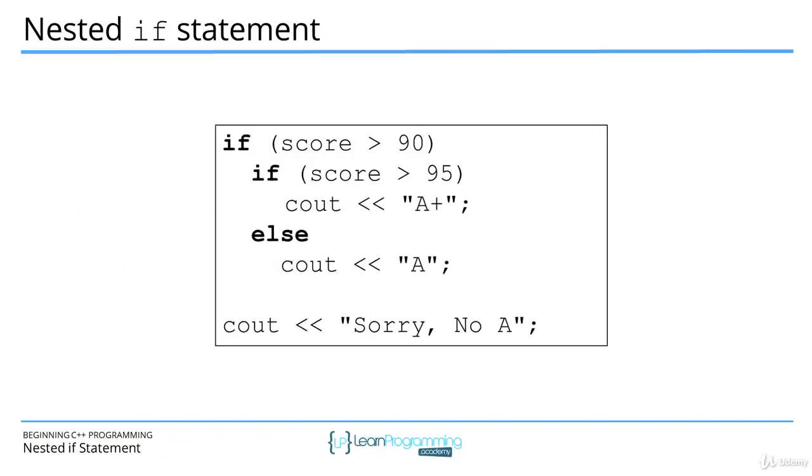In this example, we check if score is greater than 90. If it is not, then we skip down to the bottom output statement and we display sorry, no A. If the score is greater than 90, then we check the nested if statement condition and check if score is greater than 95. If it is, then we display an A+. If it's not, we display an A.